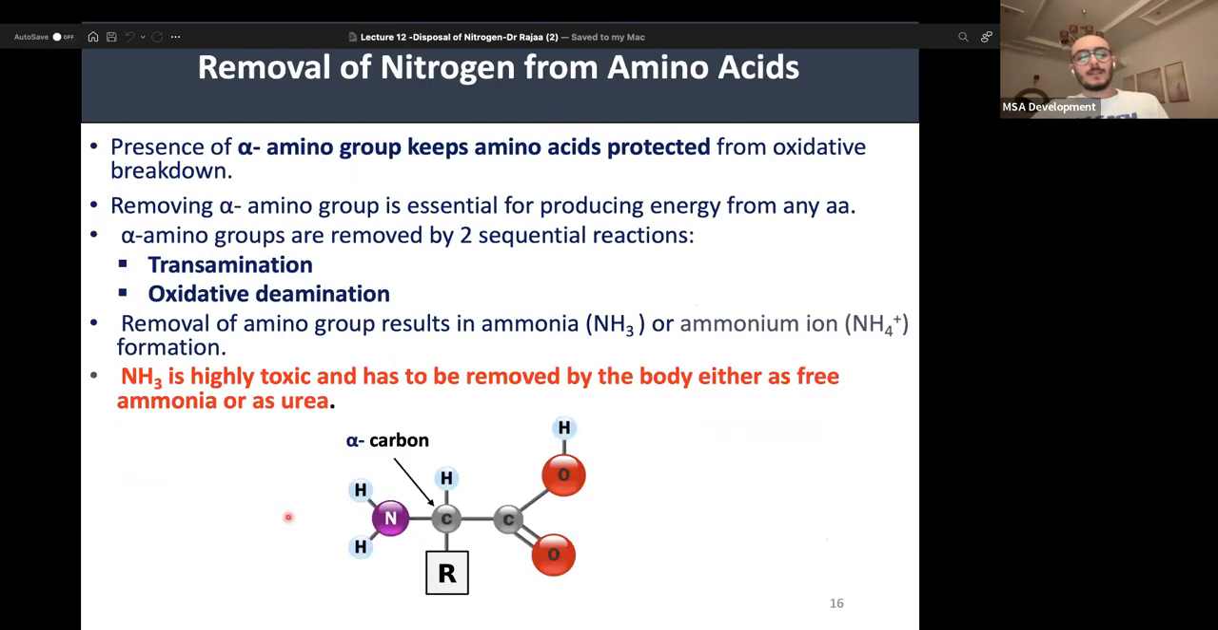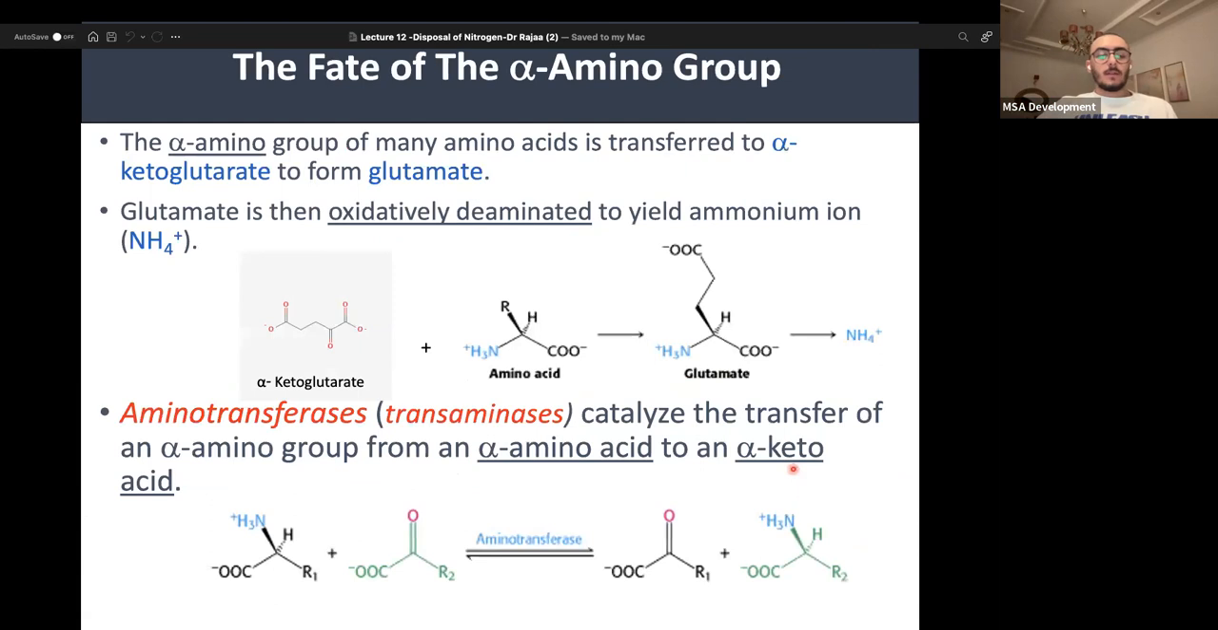So let's get back to this. I like this structure. Removing this amino group and giving it to another molecule or structure called an alpha keto acid. Okay, you will see now. This process is called transamination, and it's taken care of by enzymes called amino transferases.